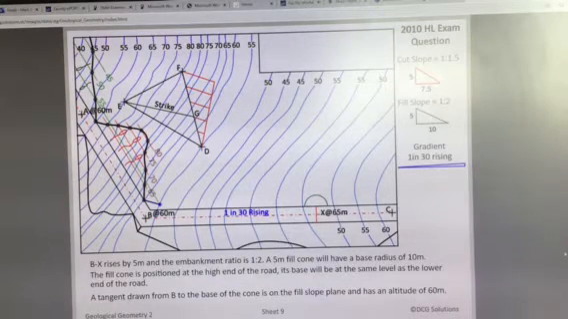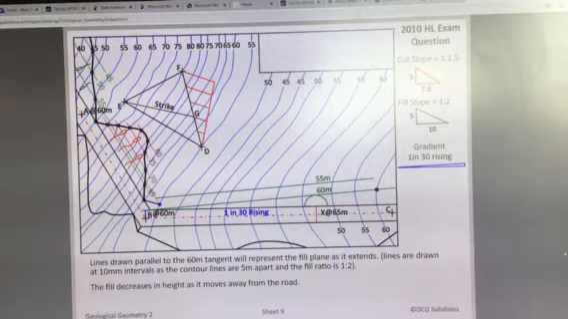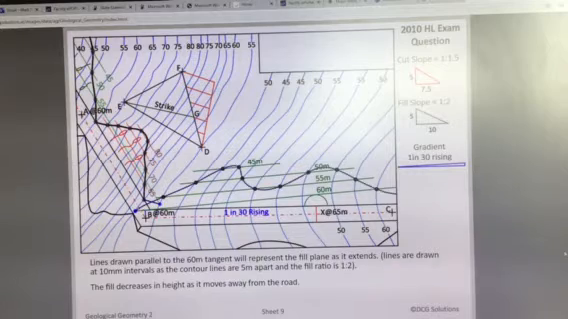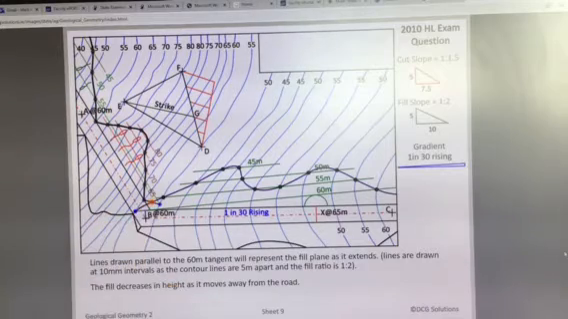A tangent drawn from B to the base of the cone is on the fill slope plane and has an altitude of 60 meters. Lines drawn parallel to the 60 meter tangent will represent the fill plane as it extends. Lines are drawn at 10 millimeter intervals as the contour lines are 5 meters apart and the fill ratio is 1:2. So the fill decreases in height as it moves away from the road. So 60, 55, 50, 45. Yeah, and see it crosses over this line here. So that's what you have in as far as that red dot.